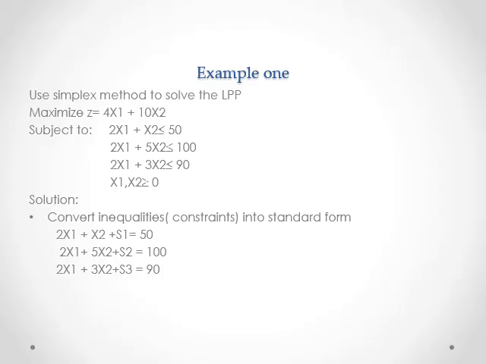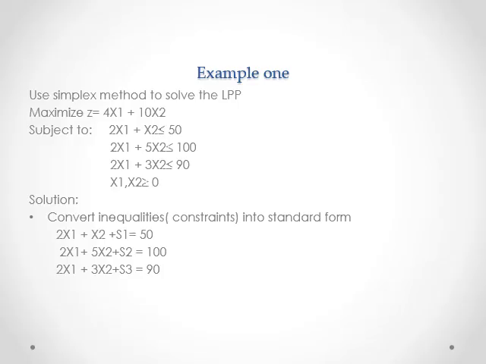Slack variable, as mentioned, represents the unused resources. When the constraint is less or equal, slack variable should be added, otherwise should be subtracted.